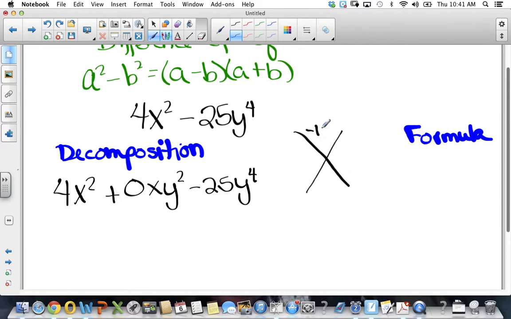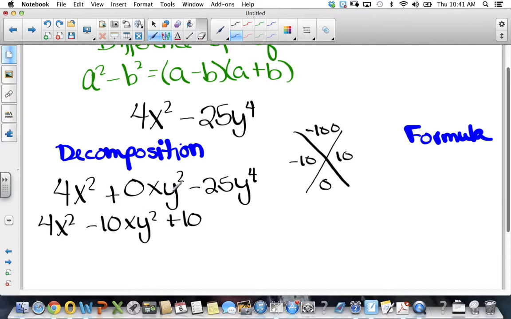I have negative 100 and 0. The two numbers that multiply together to give me negative 100 and add to give 0 would be negative 10 and 10. So I will split the middle term using those two numbers, and I need to add my variables. My variables in the middle were simply half of the first variable and half of the second variable, so xy squared.